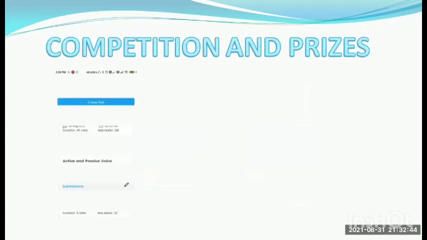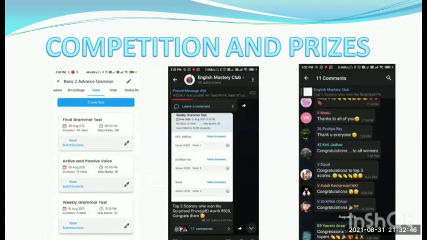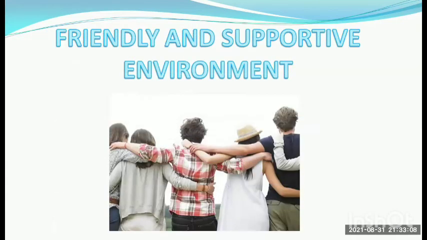Let's go to the next benefit. We have weekly competition and prizes. You can see here we have some tests, and if you score in the top 3, top 5, top 7, we have prizes worth rupees 500, 400. See, people are congratulating them. We have competition and prizes on a weekly basis, and this is invaluable, or priceless, you can say.